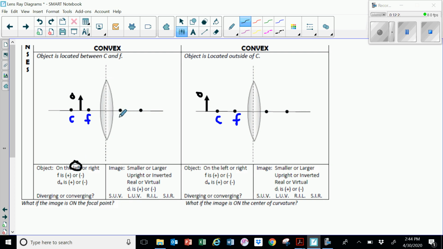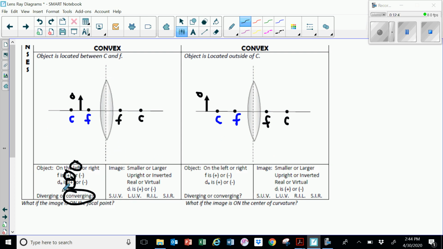Here's a focal point on this side, and here's C on this side. The focal point is positive because it's on the opposite side of the object. And DO is also going to be positive. And this is a converging lens. The last one is the same; let's come back to that in a minute.